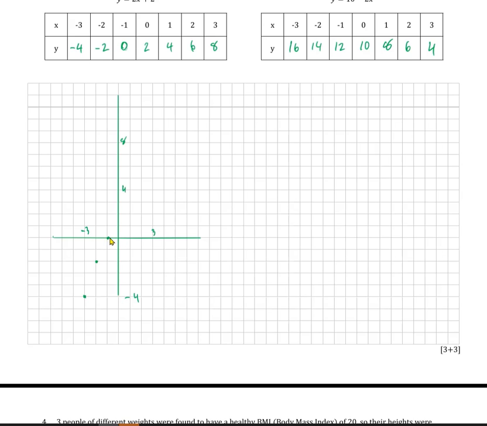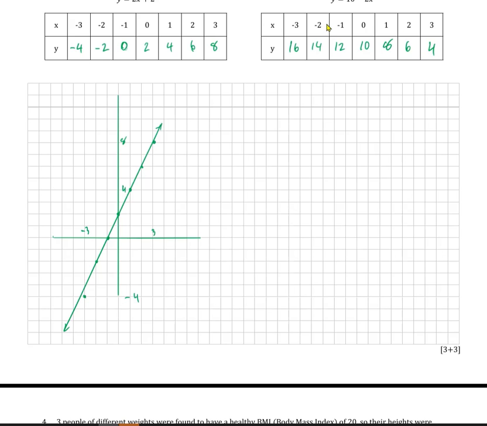minus 1, 0, so 0 on the y-axis. 0, comma 2, 1, comma 4, 2, comma 6, and 3, comma 8. So now I get my ruler and I draw my line of best fit. Okay, let's go to the next one.